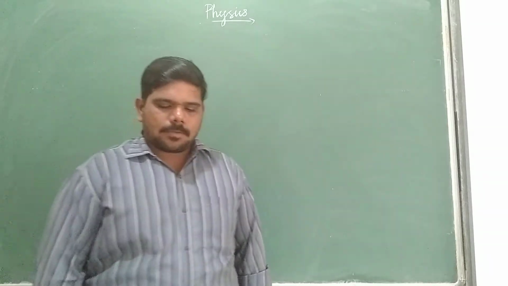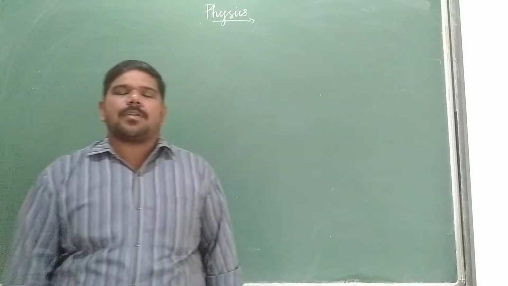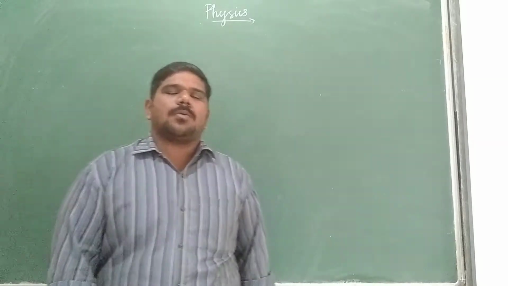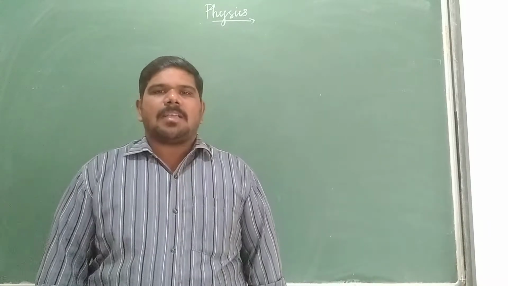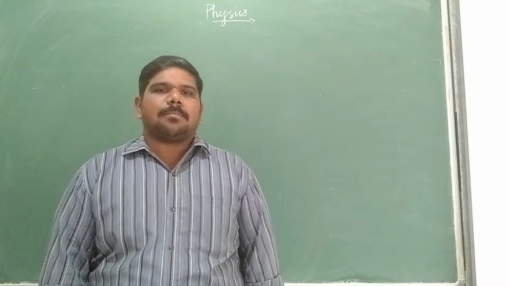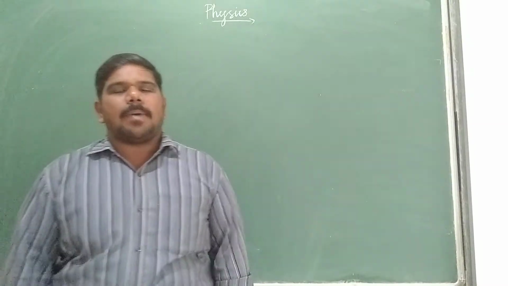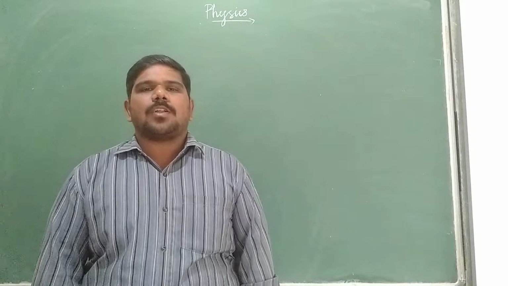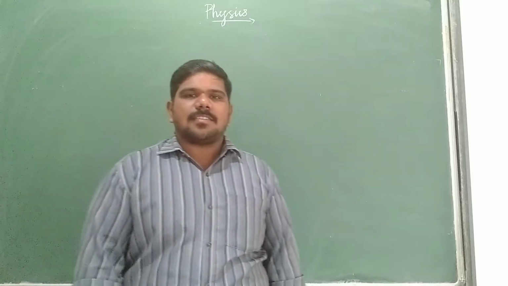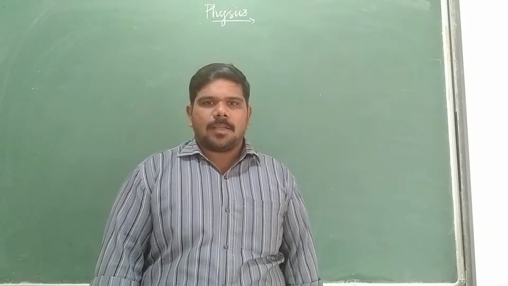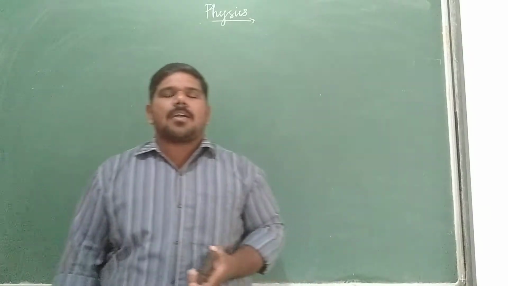Clear? Clear. So in the last class we saw the conversion of galvanometer into ammeter and galvanometer into voltmeter, isn't it? So how can the galvanometer be converted into an ammeter? The galvanometer can be converted into an ammeter by connecting a low resistance in parallel. And the galvanometer can be converted into a voltmeter by connecting a high resistance in series. Clear? Okay.